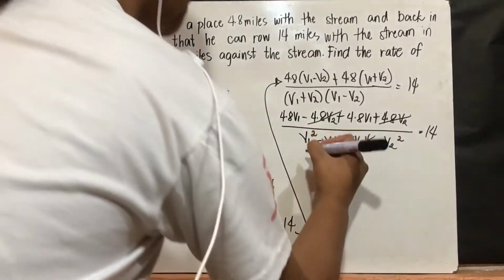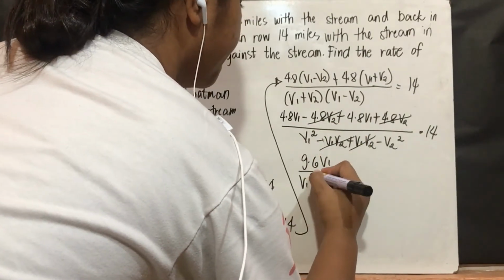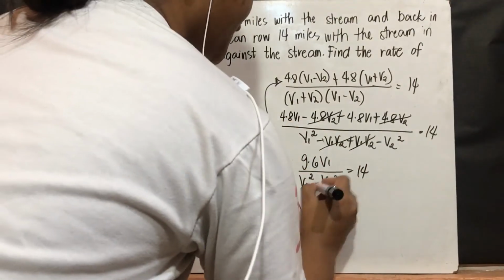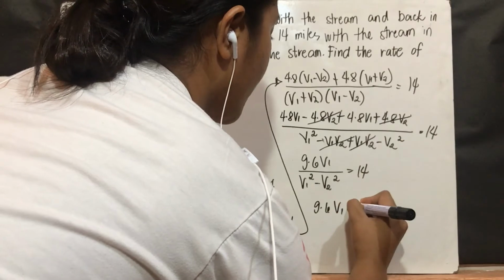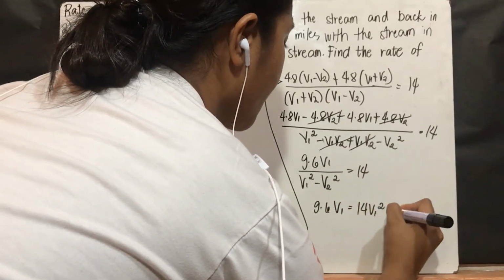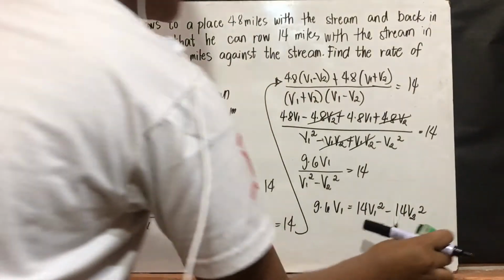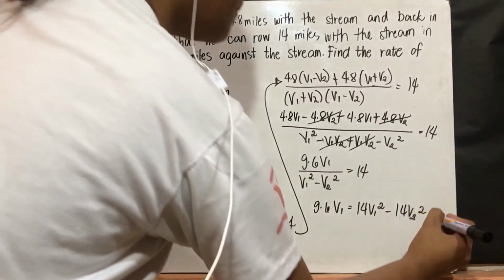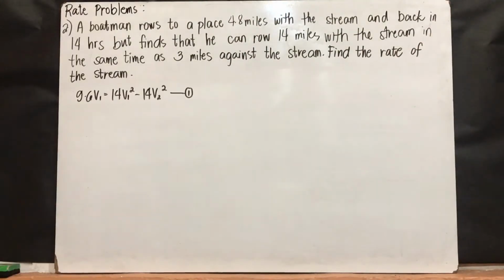That will be equal to 9.6 V1 over V1 squared minus V2 squared equal to 14. And then simplifying further, cross-multiplying denominator sa kabilang side. So we have 9.6 V1 is equal to 14 V1 squared minus 14 V2 squared. So, dinistribute ko na siya agad. And then, okay, so this will be our equation number 1.